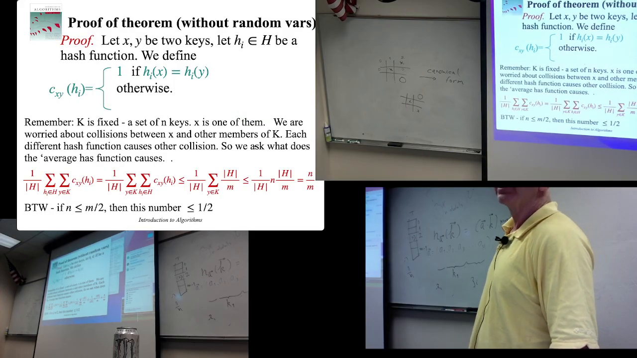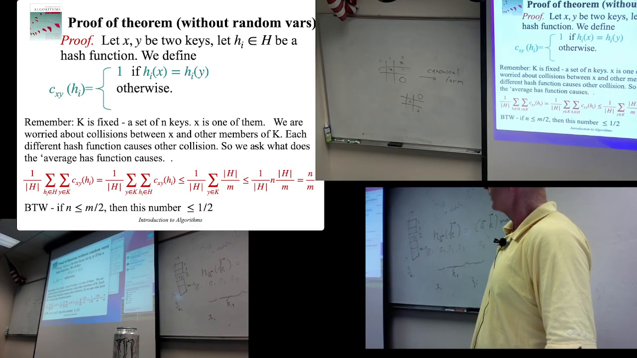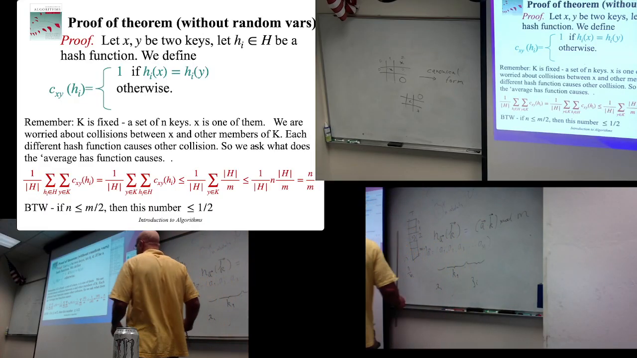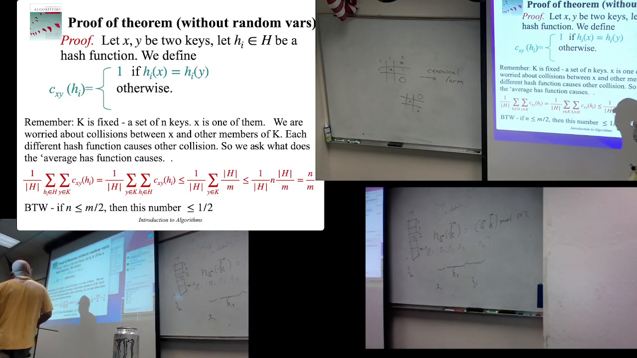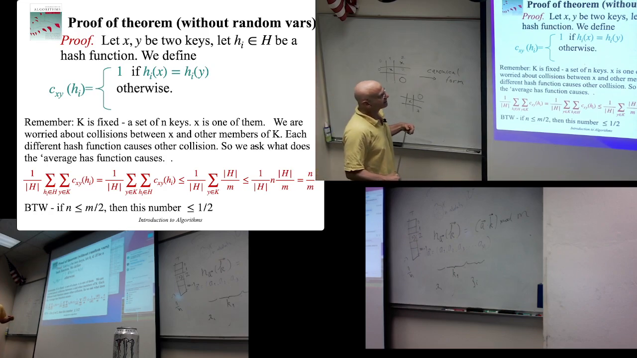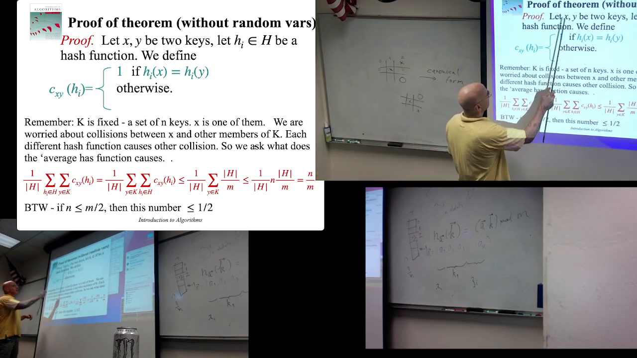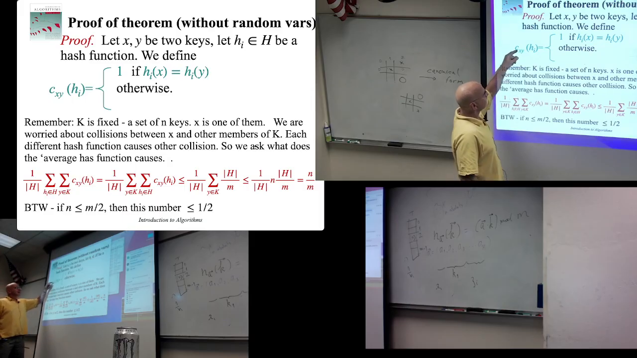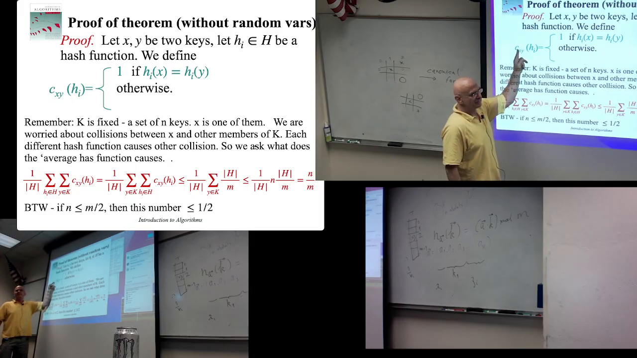Okay, and I want to prove this theorem twice. Once without using random variables, once using random variables. I think that there is a reason to cover both. So let's pick any two keys, x, y. I pick one of the hash functions in the family. And I'll call it a flag if I don't want to call it a random variable. I'll call it a flag.